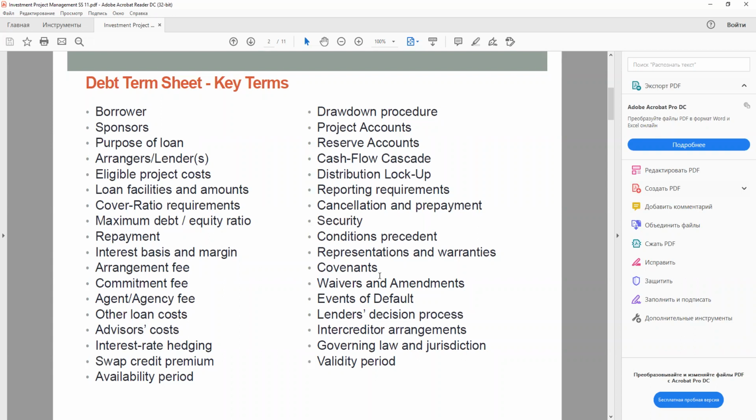But we will discuss some of the more important and main concepts of the term sheet, the availability period. The availability period is a period during which the debt is available for drawing. If not fully drawn by the end of the availability period, the commitment to advance any further debt is terminated. And typically, the availability period runs until the earlier of 6 months after the actual project completion or 12 months after planned project completion. Then we have a drawdown procedure.